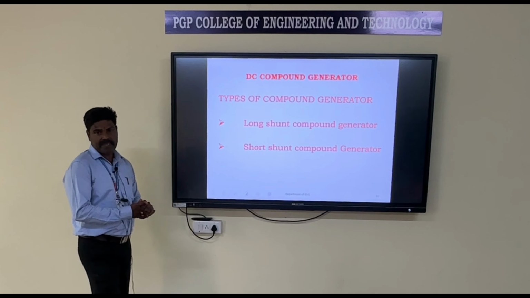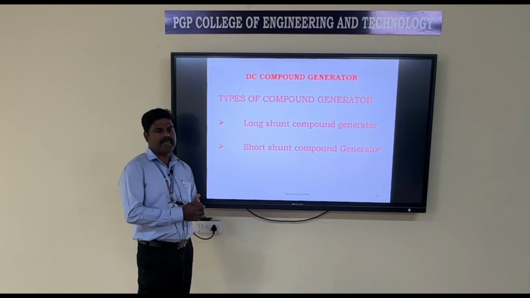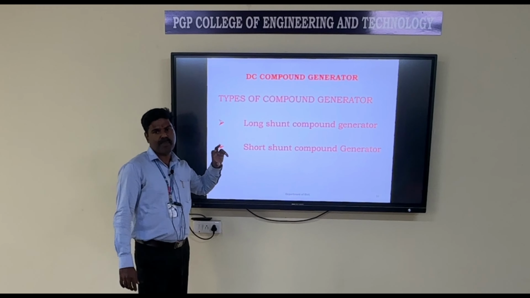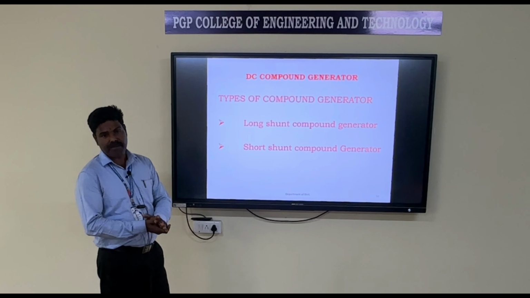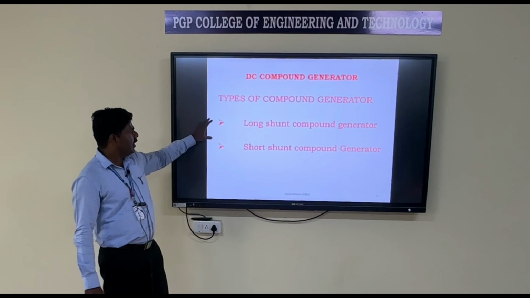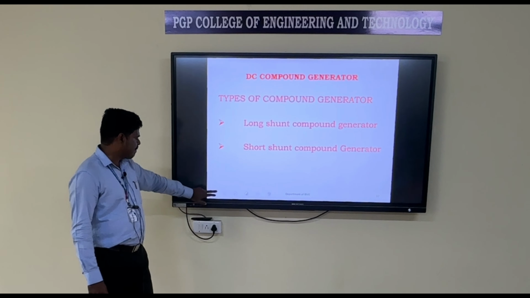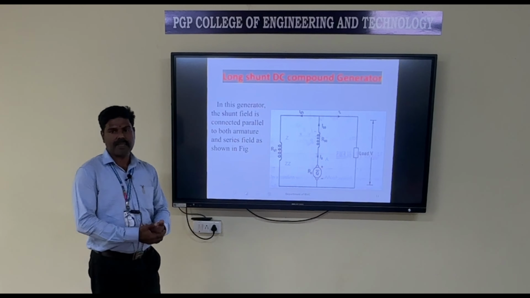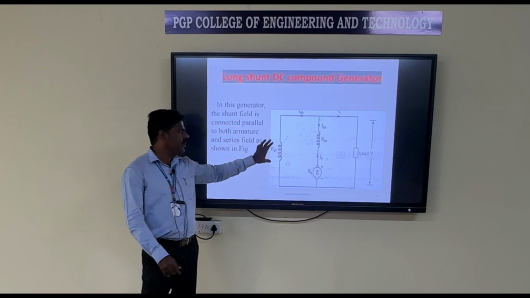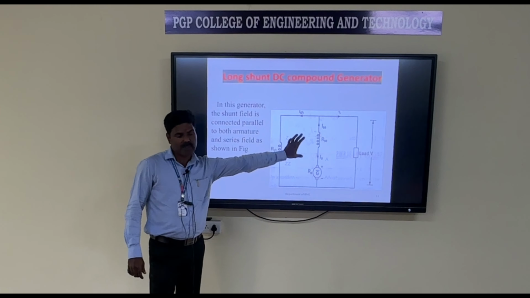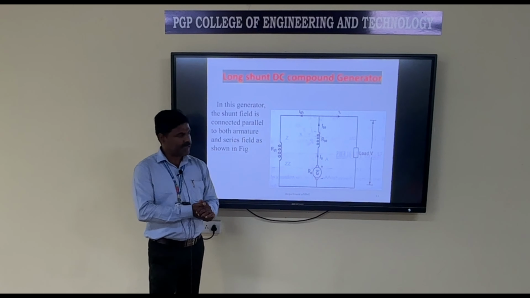Then DC compound generator, it consists of two field windings and armature winding. One is series field winding, another is shunt field winding. Depending upon the connection of shunt and series field winding, there are two types: long shunt compound generator and short shunt compound generator. This is the circuit diagram for long shunt compound generator. Here this shunt field winding is connected parallel with both armature winding and series field winding. This type of generator is known as long shunt compound generator.